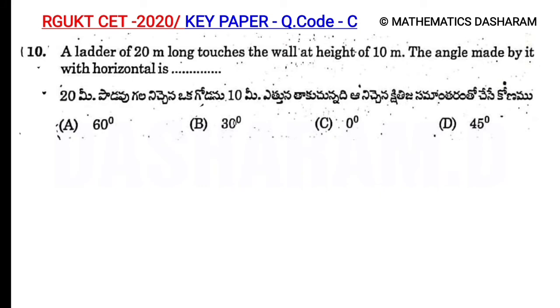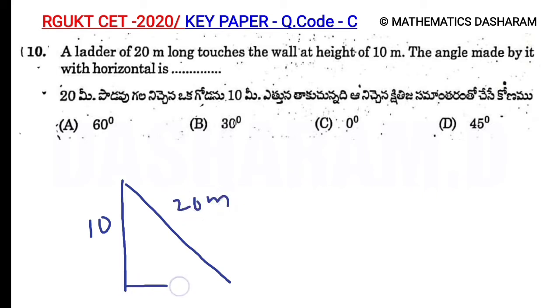10th question: a ladder of 20 meters long touches the wall at a height of 10 meters. The angle made by it with the horizontal line is? So first of all, the height of the wall is 10 meters. The 20 meter long ladder touches the wall. So here is the ladder, 20 meters, touching the wall. The angle made by it with the horizontal line is the angle we need to find, and here is 90 degrees.